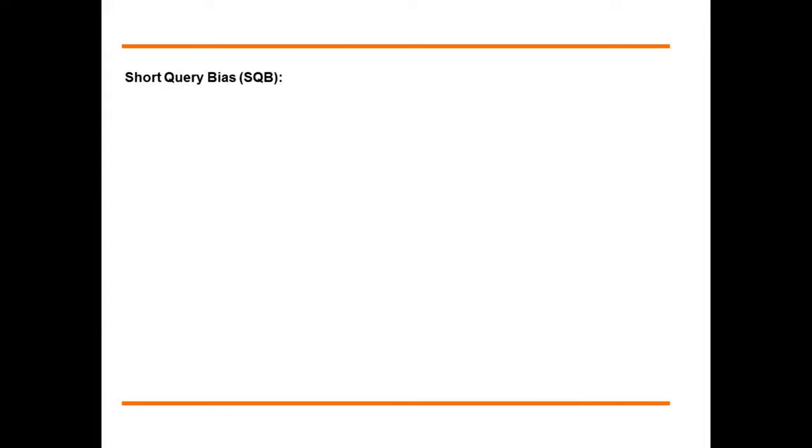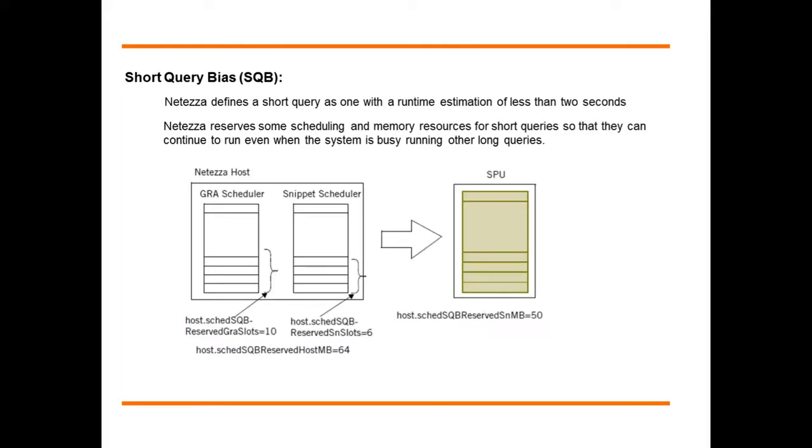Right. So that's pretty much about 4 different schedulers: Gatekeeper, GRA, Snippet, and Resource. There is not much you can do other than just playing around with your groups or users. There is one more small concept called short query bias. Short query bias, as the name says, is biased towards the shortest queries.